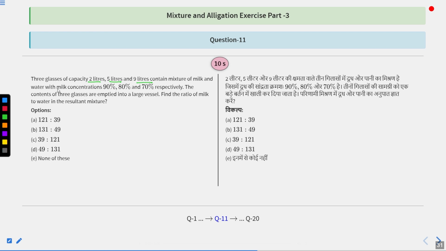milk and water with milk concentration 90%, 80% and 70% respectively. The contents of 3 glasses are emptied into a large vessel. Find the ratio of milk to water in the resultant mixture. You have 5 options and 10 seconds to analyze the question. Your time starts now. Now time's up. Let's see the solution.